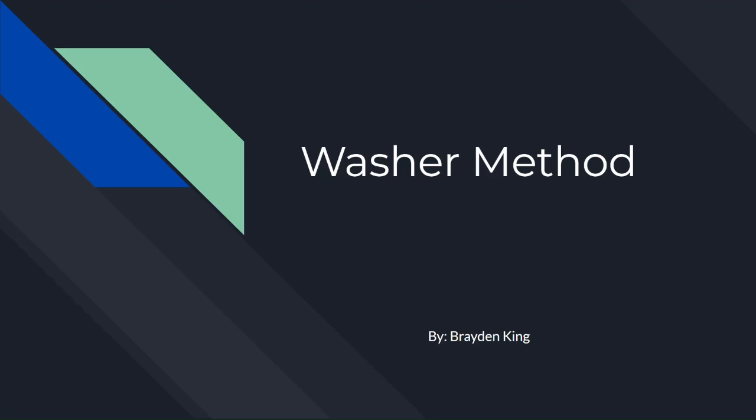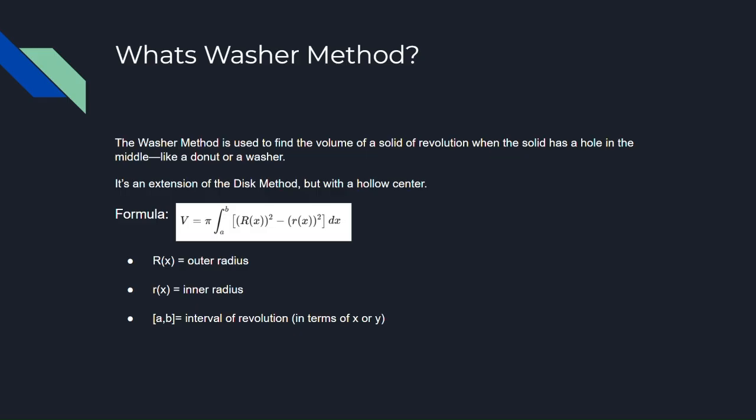Hello everyone. Today I'll teach you what the washer method is in calculus. The washer method is used to find the volume of a solid created by rotating a region around an axis, but unlike disk method, it handles solids that have a hole in the middle. The volume of the solid is given by this formula: V equals pi integral from a to b of big R of x squared minus r of x squared dx.